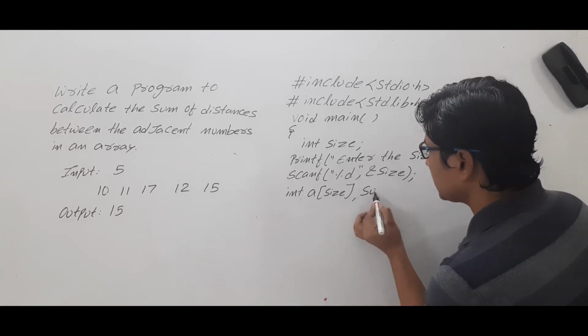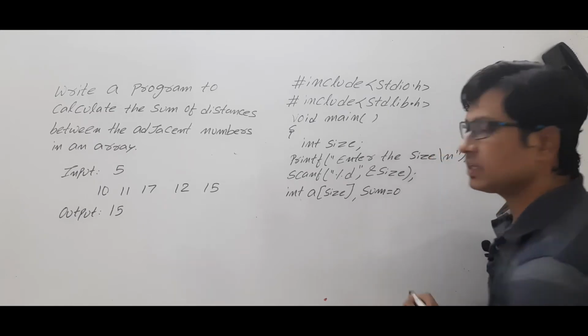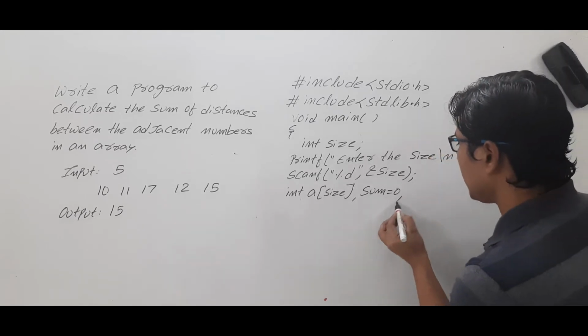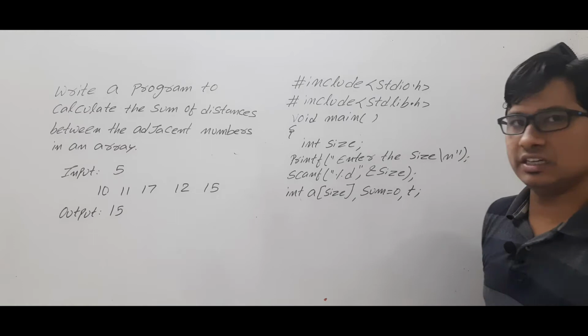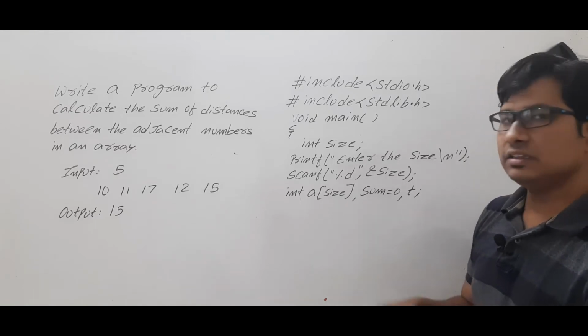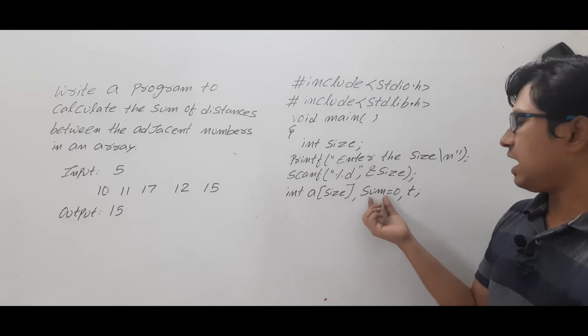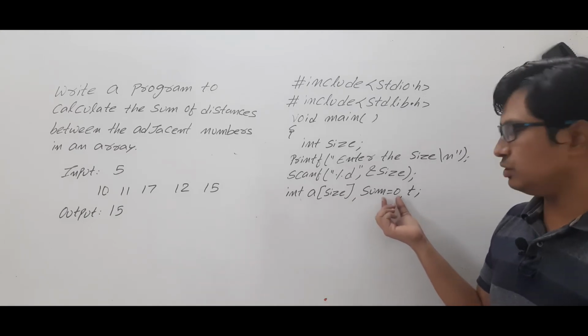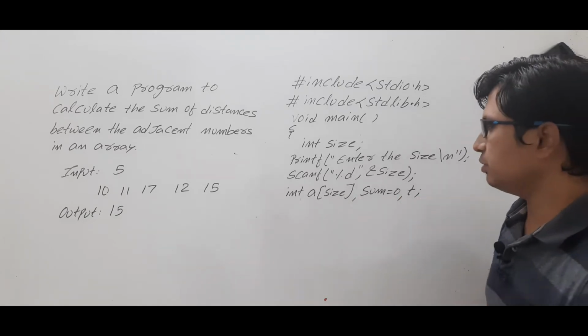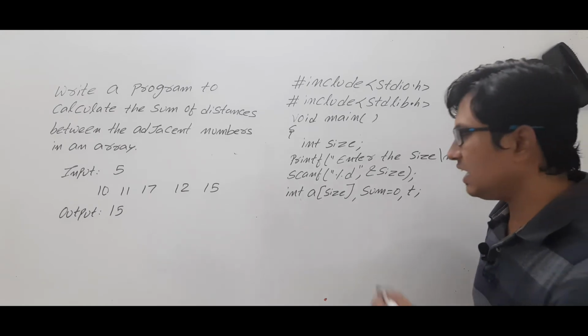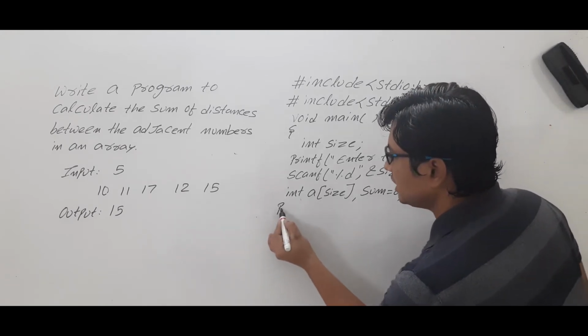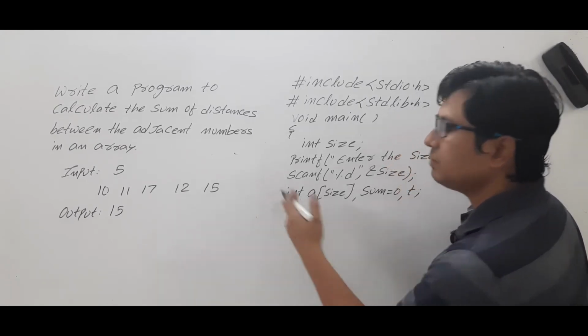Then I need to declare another variable called sum is equal to 0, and another variable I will declare as t. So I have declared 3 variables. One is an array of size, sum I initialize with 0, and t is another variable. Now what I need to do? I need to ask the user to enter the elements in an array.